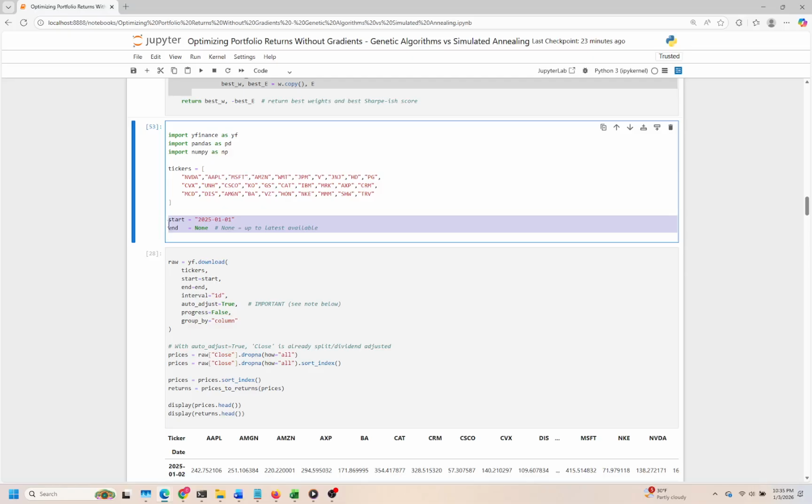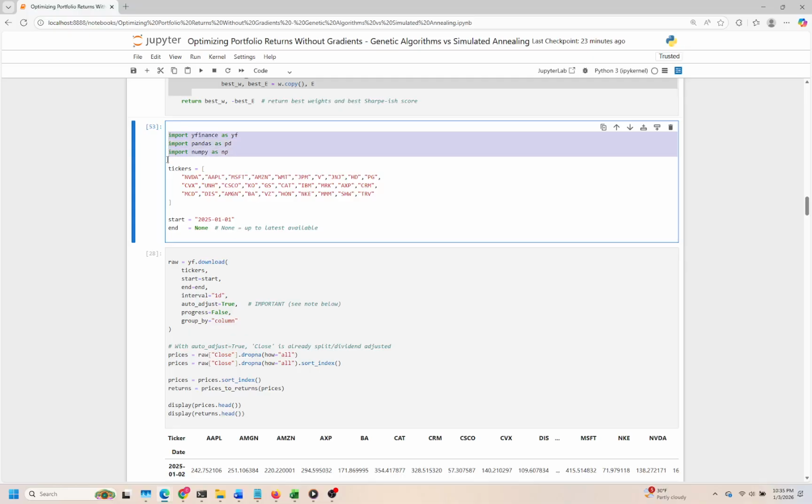First, we import the necessary libraries: yfinance for downloading the stock data, Pandas for data manipulation, and NumPy for numerical operations. Next, we define a list of tickers representing major companies across various sectors. These include tech giants like Nvidia and Apple, retail leaders such as Amazon and Walmart, and financial heavyweights like JPMorgan Chase. Each of these tickers is a symbol that corresponds to a specific publicly traded company, and analyzing them together allows us to grasp broader market dynamics.